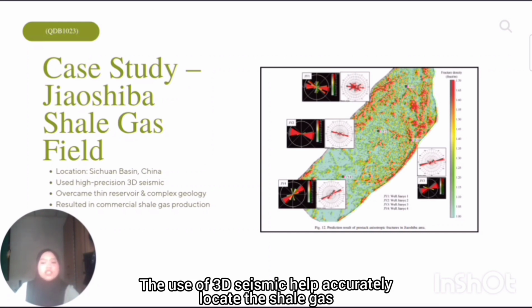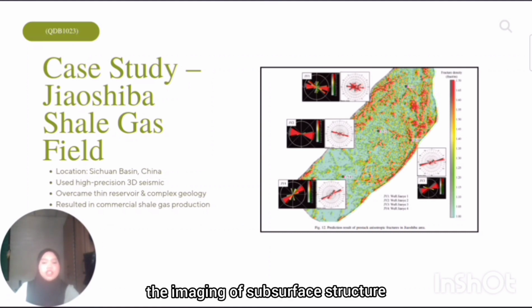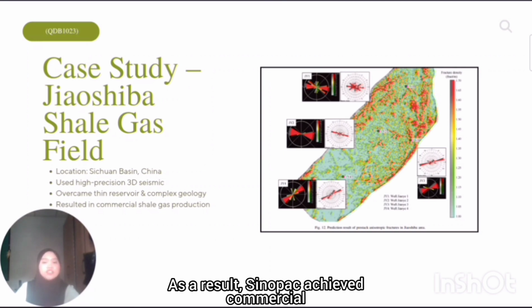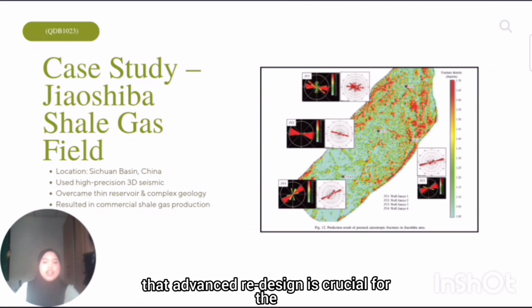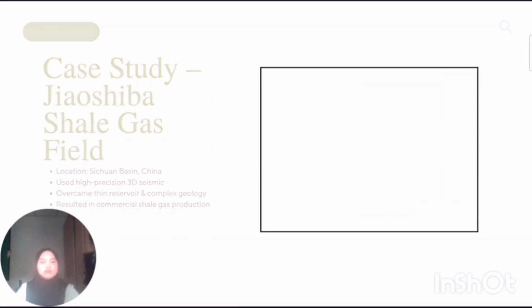The use of 3D seismic helped accurately locate the shale gas, which is called the sweet spot, by improving the imaging of subsurface structure and identifying key properties like organic content and fractures. As a result, Sinopec achieved commercial production in well Jiaoye 1, showing the success of this approach. This case proved that advanced 3D seismic is crucial for the shale gas exploration in challenging terrains.